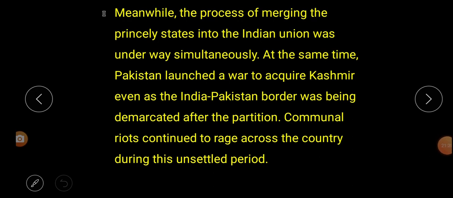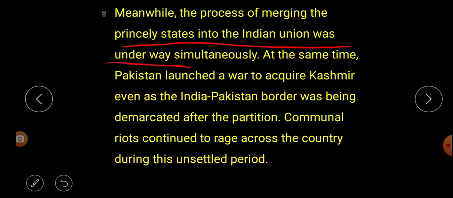Next paragraph. Meanwhile, the process of merging the princely states into the Indian Union was underway simultaneously. That means in the time while a committee was established on August 29, 1947 to make the constitution under the chairmanship of Dr. Bhimrao Ambedkar, what happened? There was a process. What process? That means princely states would be joining with India. So that work was also going on.